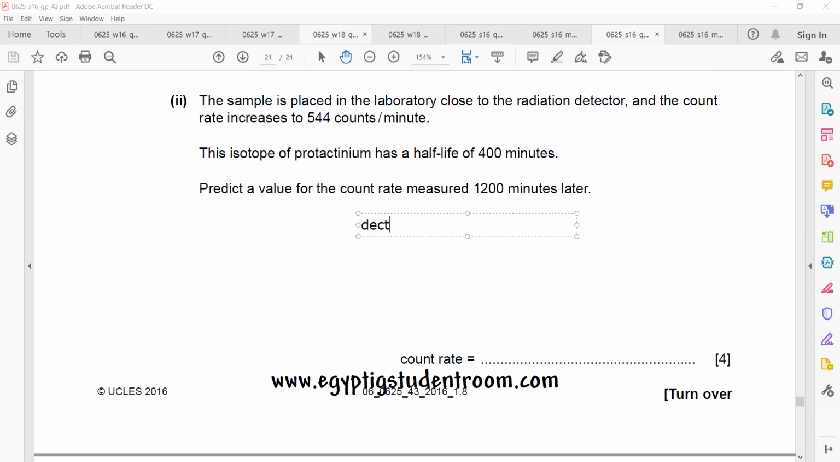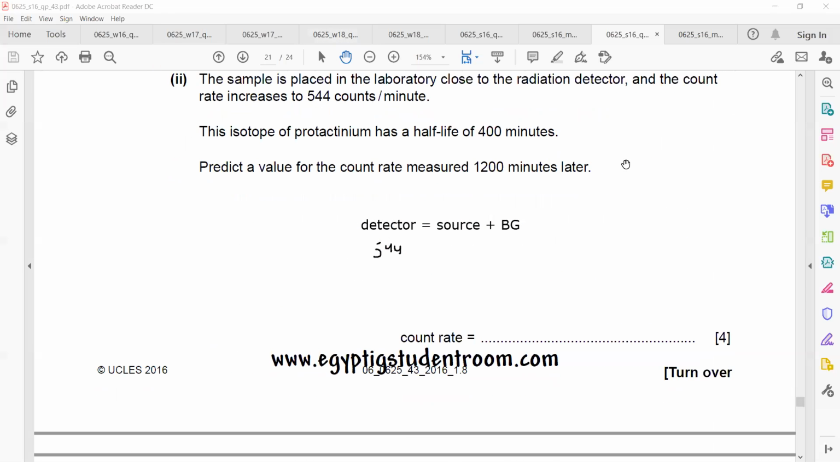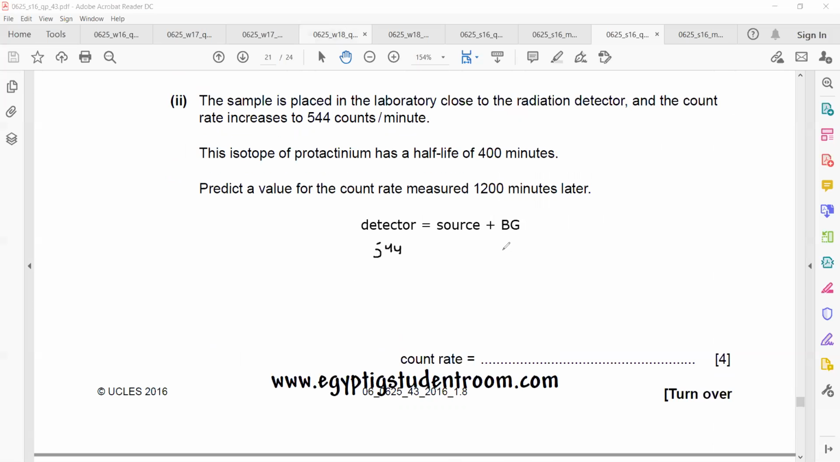So the detector reading is equal to source plus background. The detector reading is 544. Background radiation, as you can see, is 32. So how many radiations are there due to the source? That is 512. So only the source radiation will become half.